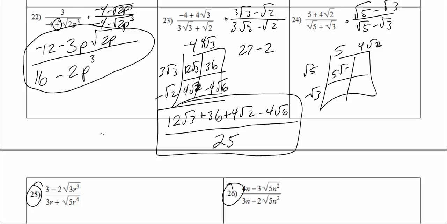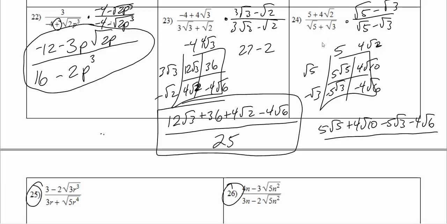So that's just 5 root 5, right? This is now 4 root 10. This is -5 root 3, and then this becomes a -4 root 6. Can I combine anything in those boxes? No, I can't, right? So it's just 5 root 5 plus 4 root 10 minus 5 root 3 minus 4 root 6 over what? Again, FOIL, just the F and the L, because it's the conjugate.